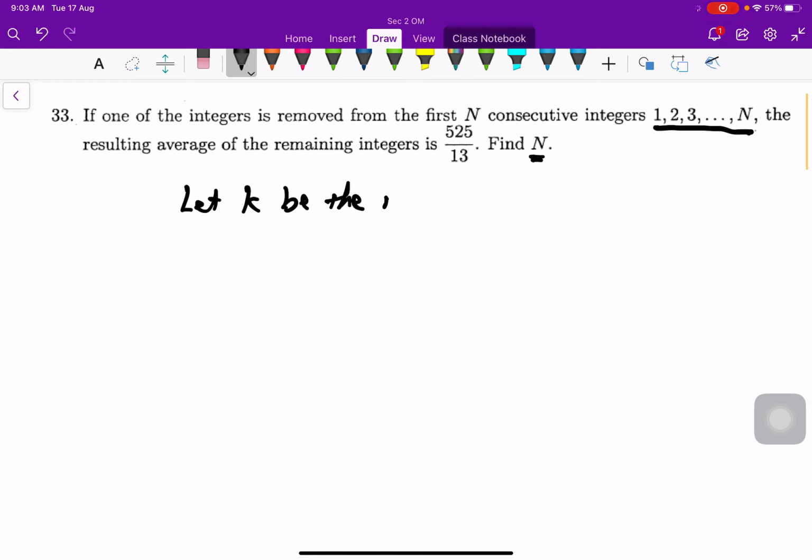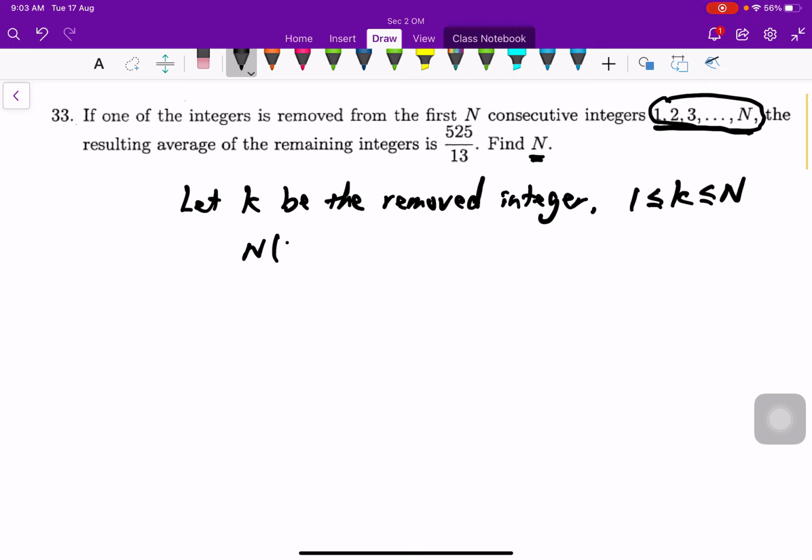Therefore, can I say that I let k be the removed integer? That means this integer k is removed. And obviously, your k has to be between 1 and n. And we know that the sum from 1 to n is actually n times n plus 1 divided by 2. That means if you sum them up, the sum is this one, minus k.